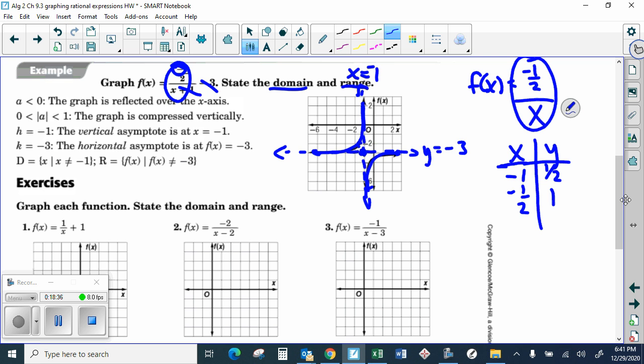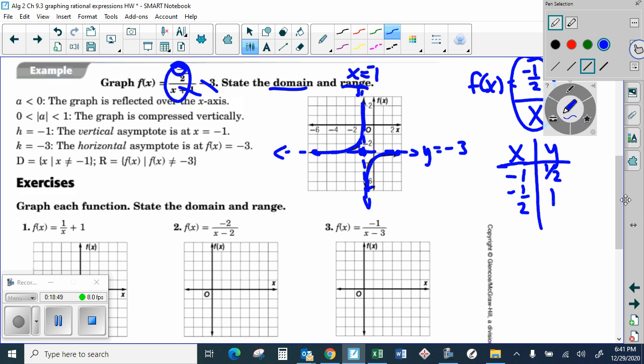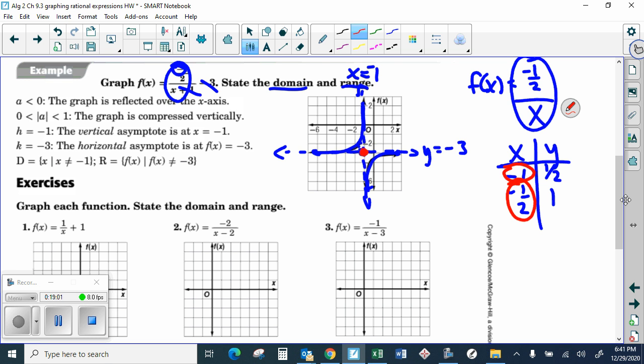That one right there. The +1 and the -3 just dealt with the horizontal and vertical shifts. Okay, now I've already dealt with that. Now my new origin is right here. So I say 0, 0, that's 0, 0 right there now. And so I plug in the -1, I'm going -1 from that origin right there, and -1/2 from that origin right there.